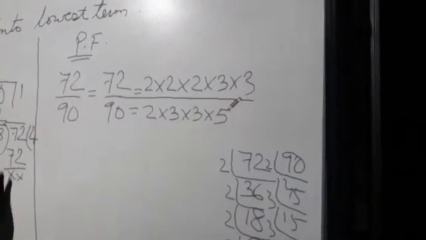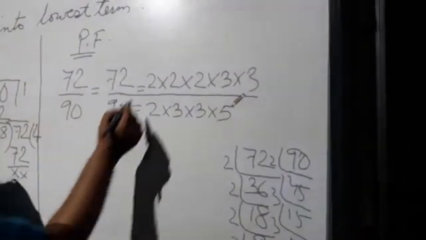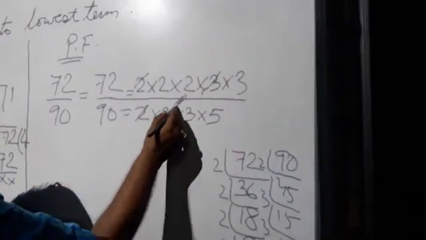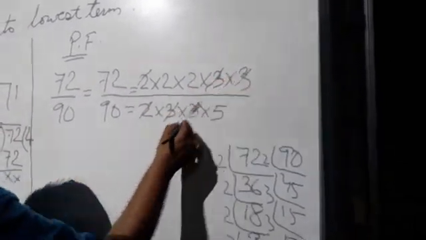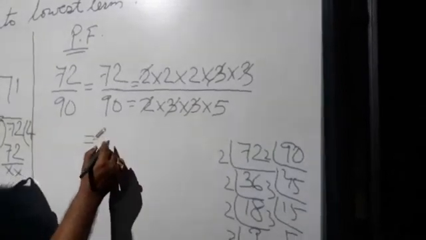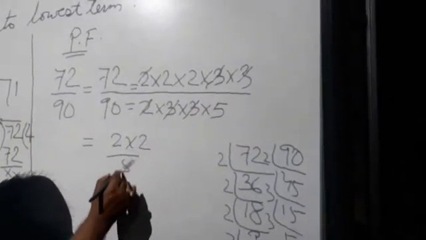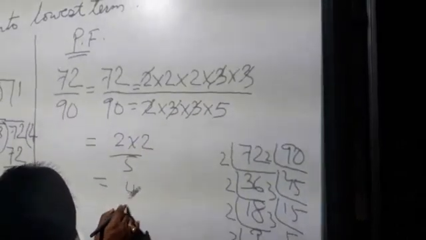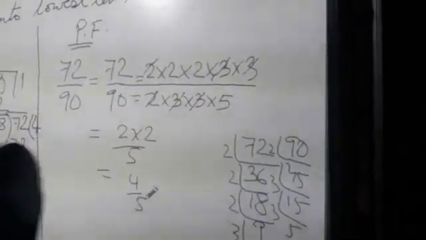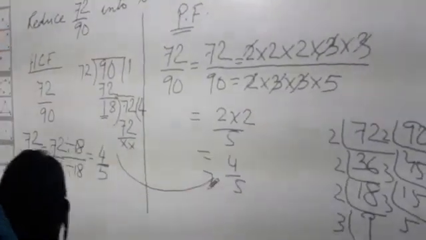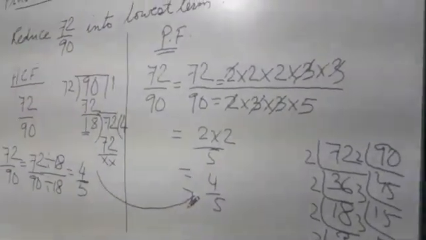Now we follow the cancellation method. So what is cancellation? 2 and 2 go, then one 3, one 3, next 3, next 3. Now we are left with 2 into 2 by 5. So this becomes 4 by 5. We see that this becomes similar to that with the prime factorization method also.